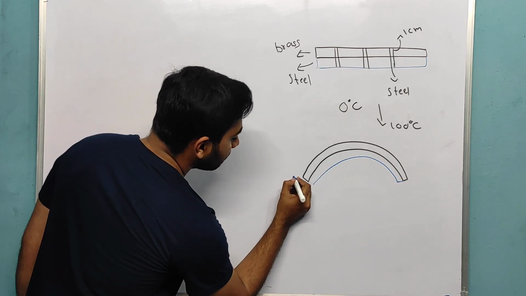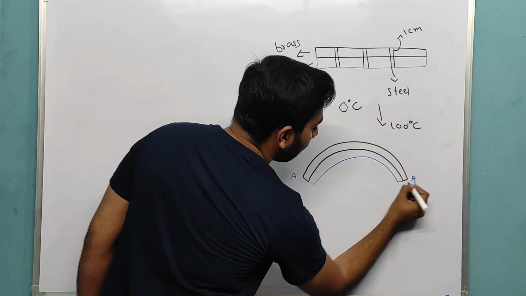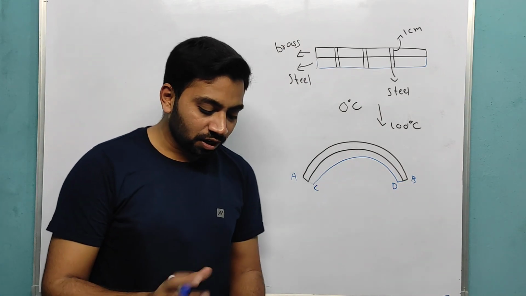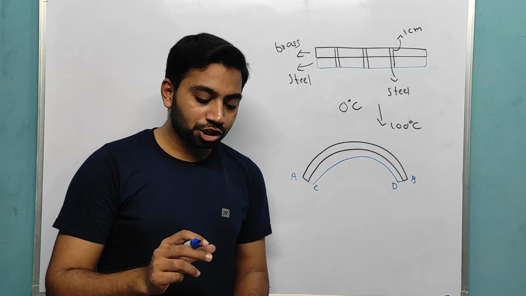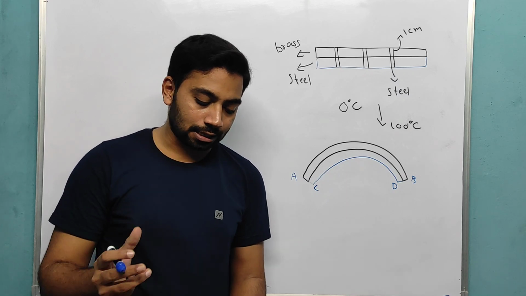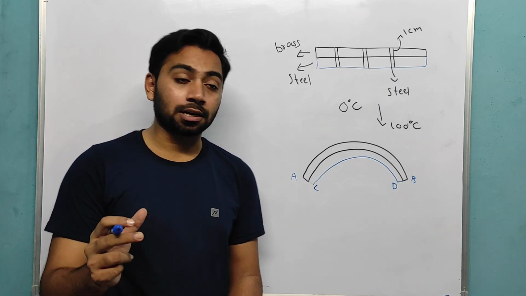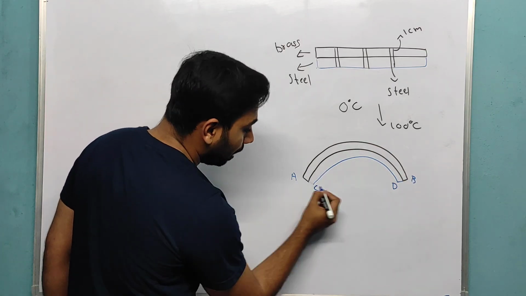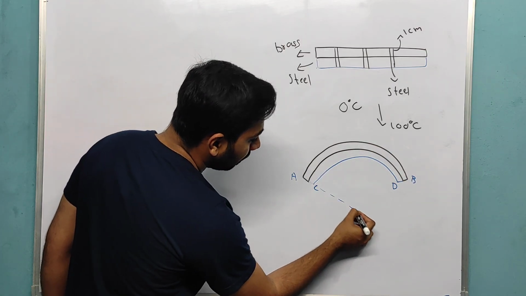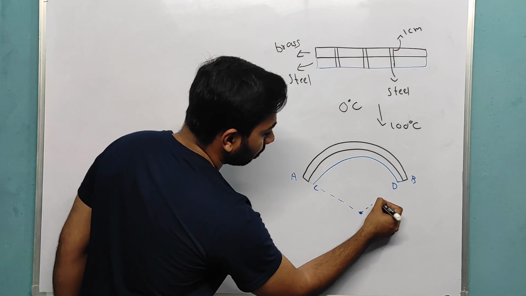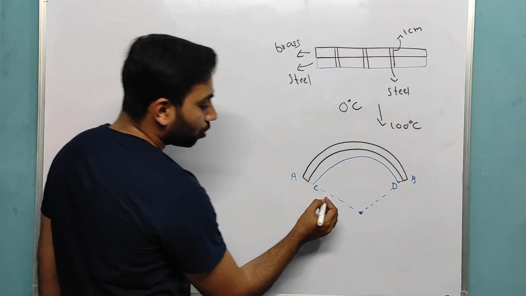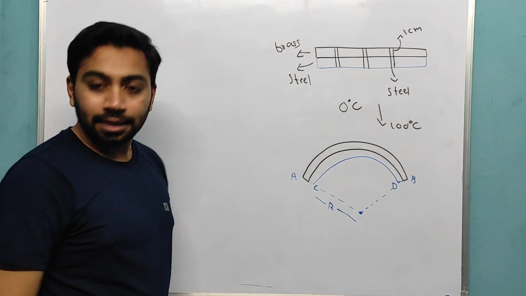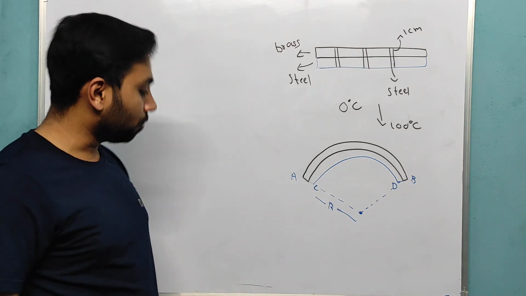Let me take this as A, this as B, this as C, this as D. After bending, what happened? The composite bar bends into an arc of a circle. Calculate the radius of the circle, which means if it is fully bent, then it will form one circle. Now, that time your radius will be here. You need to calculate this R value. Any hint they have given? Yes, they have given one more hint.